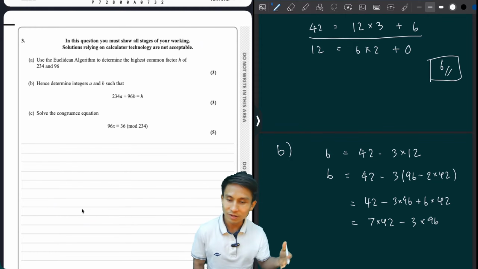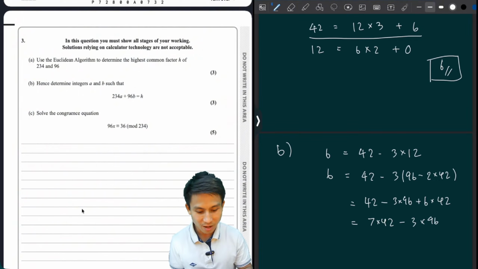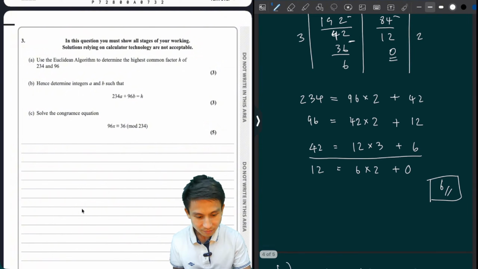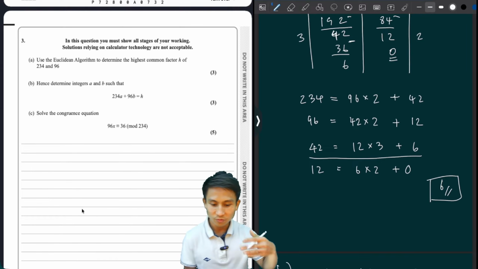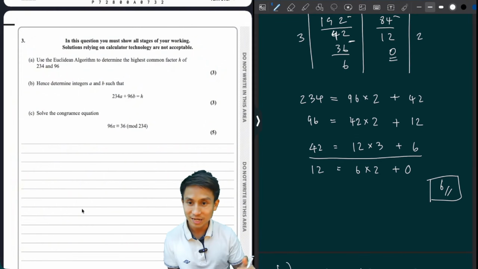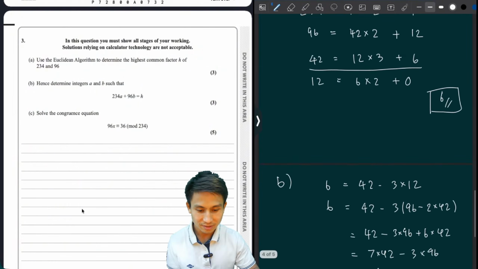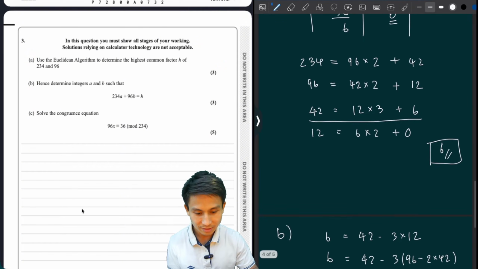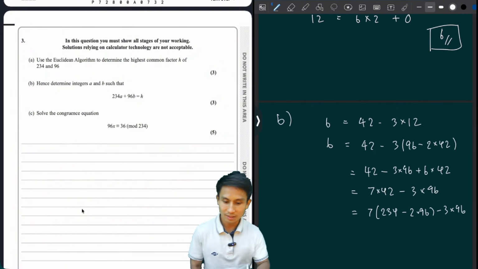Now it seems like we already have the 96 there, so we don't need to touch it. We just think, okay, how are we going to substitute 42 there? If you look here, we can take 42 from this line because 42 is 234 minus 2 times 96. So you're going to have 7 brackets, I'm going to sub 234 minus 2 times 96, like that. And everything else is just the same. Yeah, and we keep going with that.